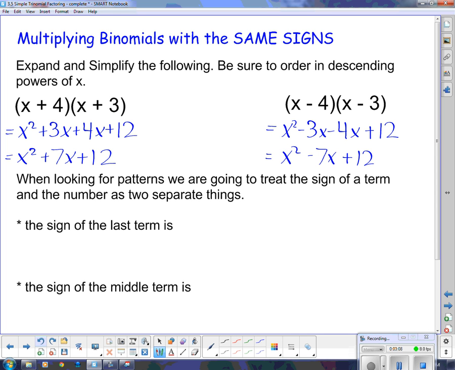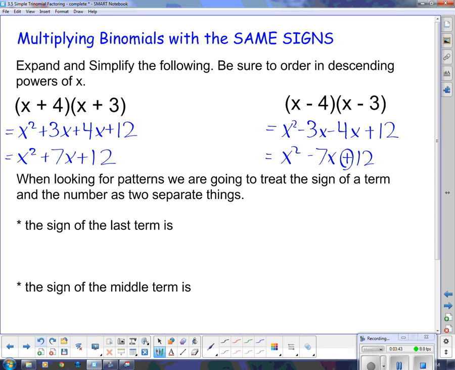So you see, there's only one difference here, and that is when I multiply the two binomials that had plus signs, I got a plus sign in the middle. And when I multiply two binomials with minus signs, I get a minus sign in the middle. That's the only difference between my two answers. And that was really the only difference between the two questions. So when looking for the patterns, we're going to treat the sign of the term and the number as two separate things.